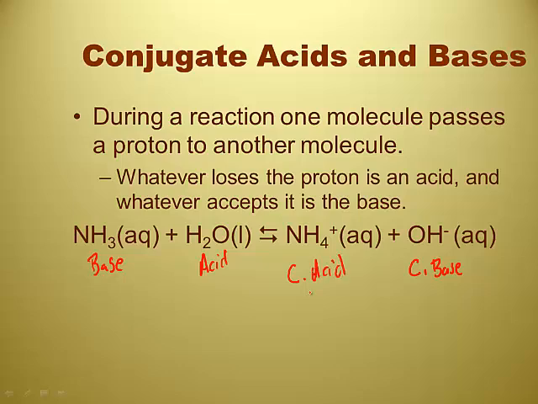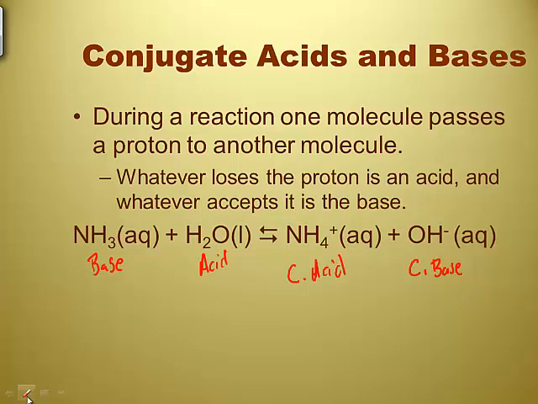If I look at that from right to left, looking at it backwards, the ammonium actually donates the proton back to water. It's losing one, so that makes it an acid, which is how we just labeled it. We labeled it a conjugate acid because it's not a pure acid. It's a created acid, which is why we call it a conjugate.